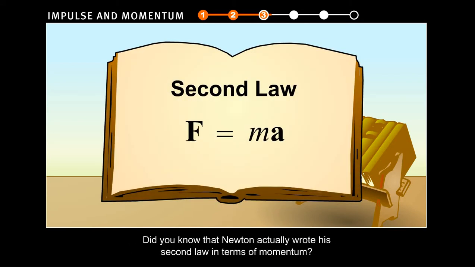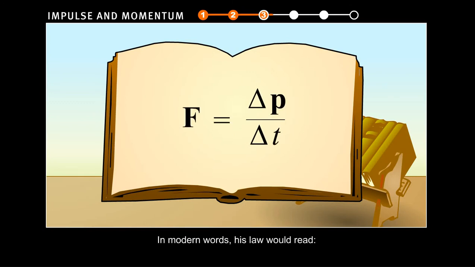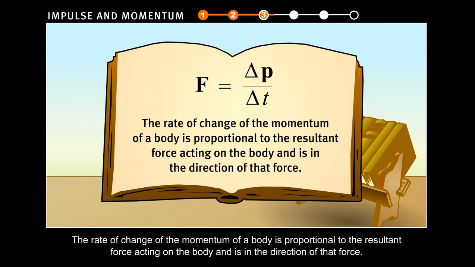You probably recall Newton's second law of motion. Did you know that Newton actually wrote this second law in terms of momentum? In modern words, his law would read, the rate of change of the momentum of a body is proportional to the resultant force acting on the body and is in the direction of that force.